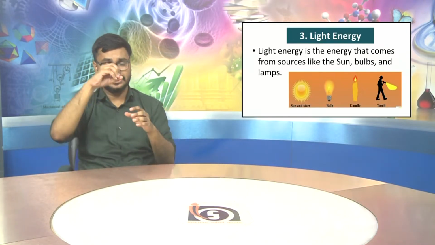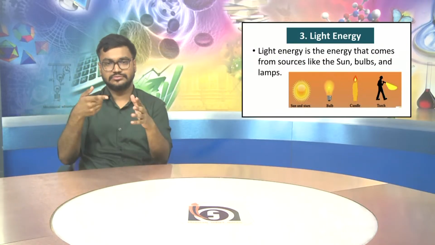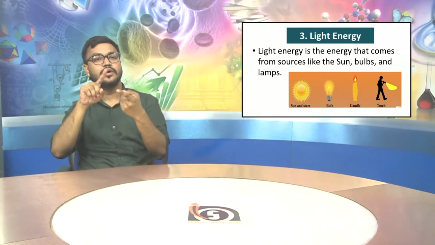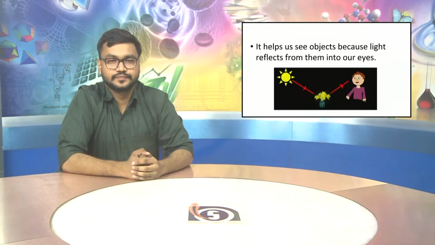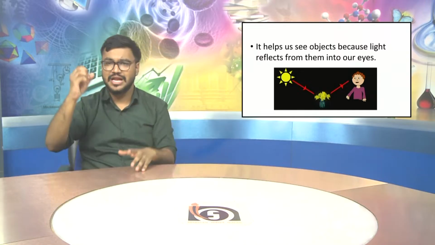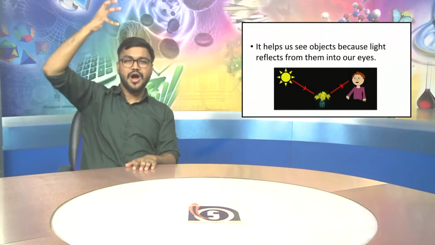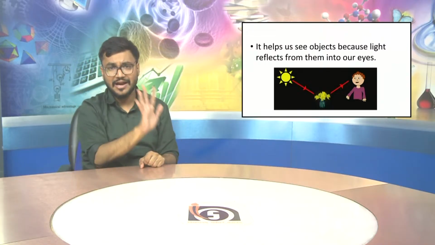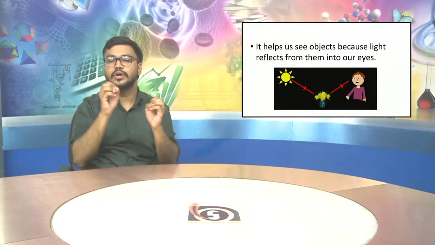The third form of energy is light energy. Light energy is the energy that comes from sources like the sun, bulbs and lamps, etc. Light energy helps us to see objects because light reflects from them into our eyes. If there is no light, we won't be able to see anything.